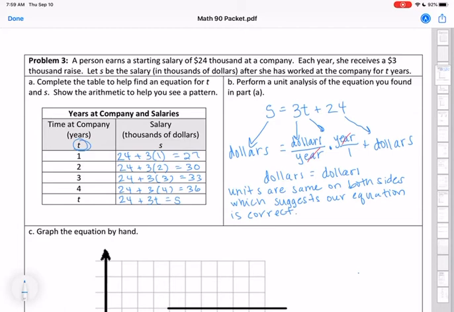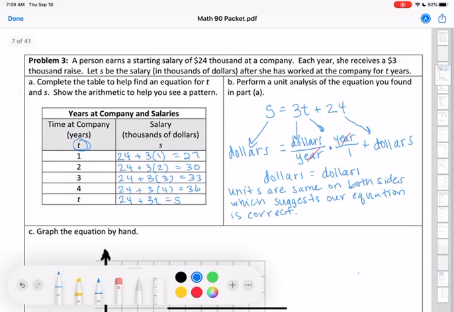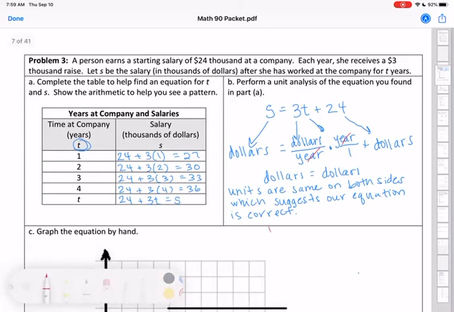Okay, so it's supposed to be a way that you could check that you were on the right track with your equation. You know what, I'm going to do it wrong real quick, just so you could see what would happen if it was wrong. That might help. Okay, so I'm going to do it wrong, and then I'm going to erase it. Say if I thought that the equation was somehow S equals 3 plus 24t, so this is wrong.